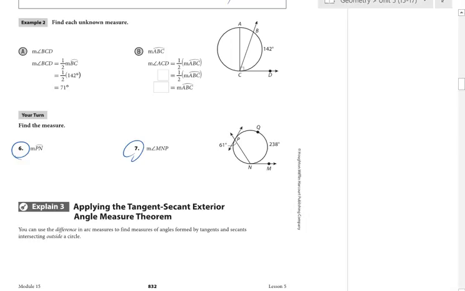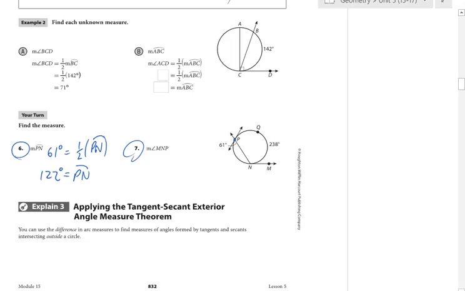Okay, so for problem number 6, the measure of arc PN, we know that the angle is half of the arc. So because this angle is on the edge of the circle, 61 degrees is half of the intercepted arc PN. And so that means the measure of arc PN is 122. Multiply both sides by 2 and you get 122.